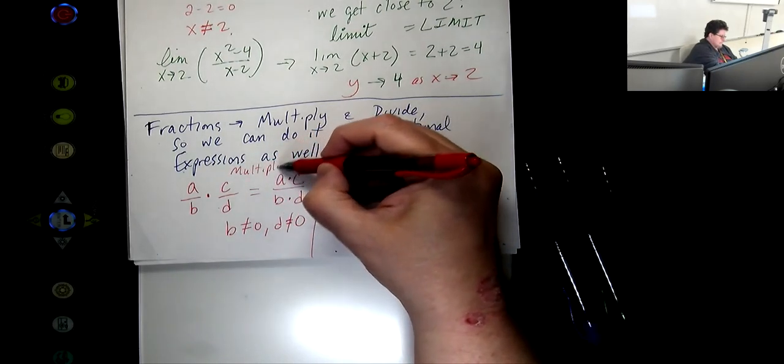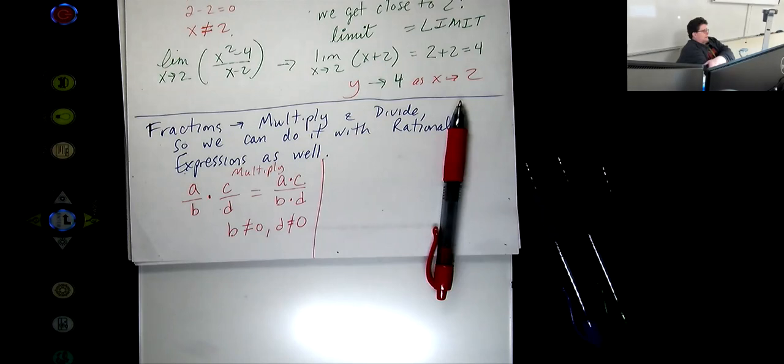And A and C and B and D can be anything. They don't have to be numbers. They can be rational expressions. They can be algebraic expressions that become rational expressions when we plug them into this. They can be algebraic expressions before that.